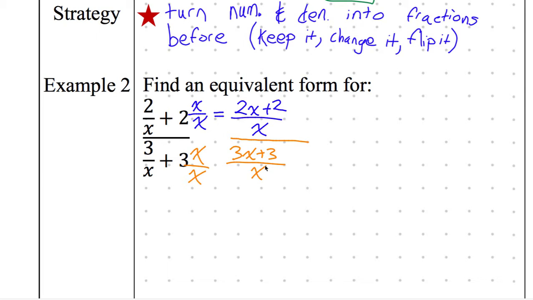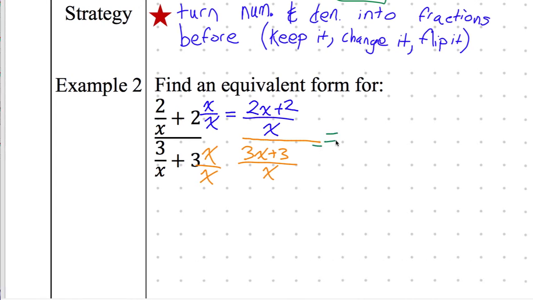All right. We have used our strategy. We have turned the top and bottom, the numerator and denominator, into one giant fraction. All right, now we can do the keep it, change it, flip it. So let's do that. Keep it, 2x plus 2 over x. I kept it. I'm going to change it. It was a division symbol. Now it's a multiply symbol. And finally, flip it. It was 3x plus 3 over x. Now it's x over 3x plus 3.